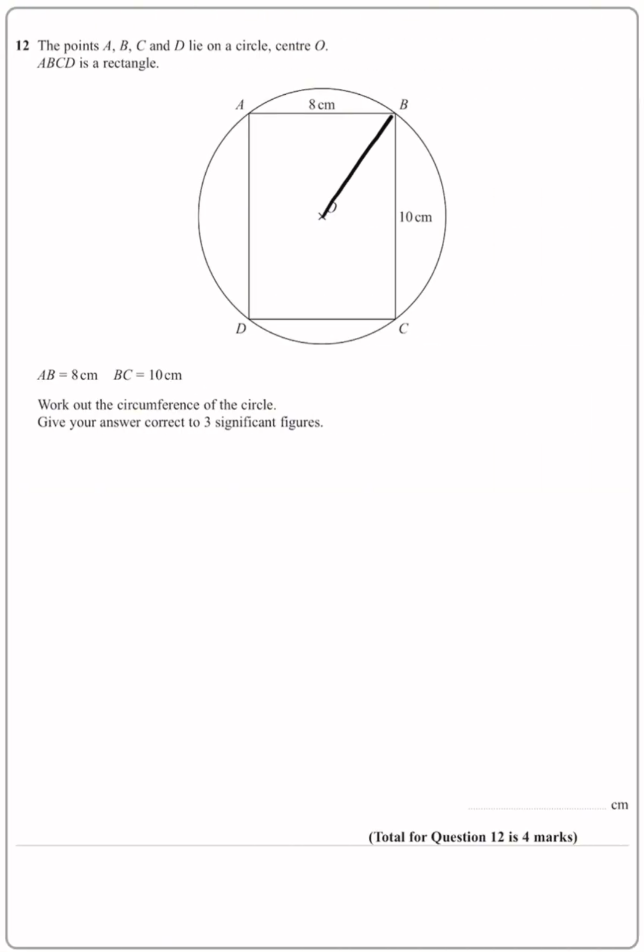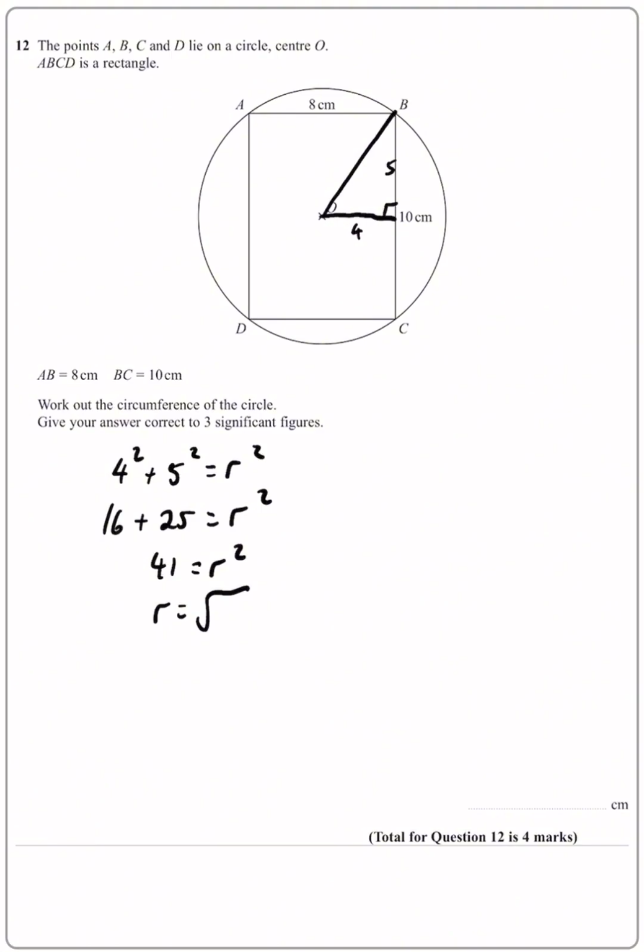Question number 12. A couple of ways of doing this one. I've decided to go with finding the radius approach. So there's a little right-angled triangle. The height is 5, the base is 4. We can do Pythagoras to find the radius of the circle. 4 squared plus 5 squared is going to be equal to the radius squared. So that's 16 plus 25, which is 41. So the radius is going to be the square root of 41.